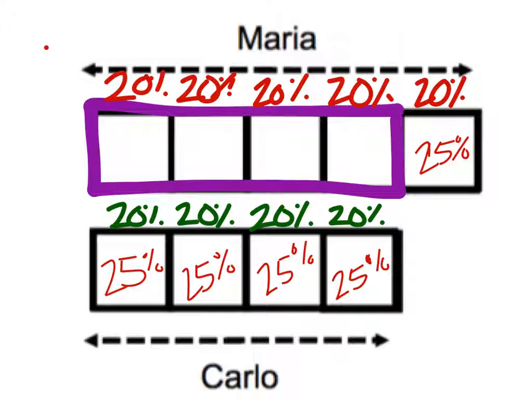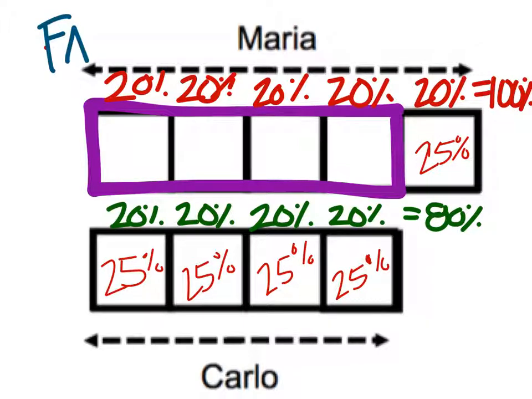Now, if Carlo has 25% less than Maria, how much percent should he have? He should have 75%, right? 25% less. But right here, if we add these 20s together, we can see that he has 80% of what Maria has, when Maria has 100%. So this one, because there is a huge difference right here, would be false.